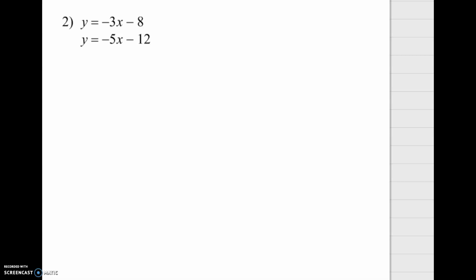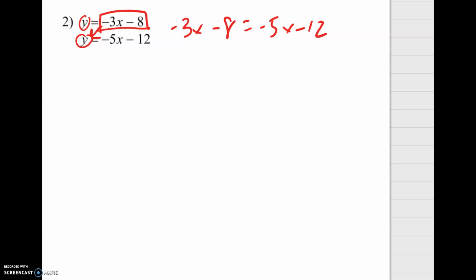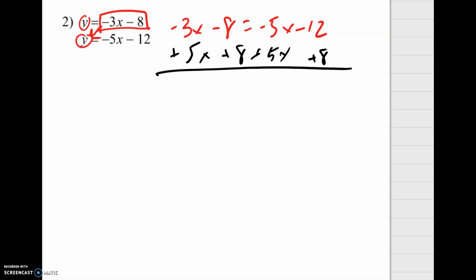Now, when there's two variables isolated, it's actually even easier, though it looks a little different. Sometimes y'all forget. So I'm going to replace this y with this expression because it's equivalent to y up here. So that just gives me negative 3x minus 8 equals negative 5x minus 12. And then now we're just back to algebra 1 here. I'm going to add 5x to both sides. I like to add so that the x's work out to be positive. And I'm going to add 8 to both sides.